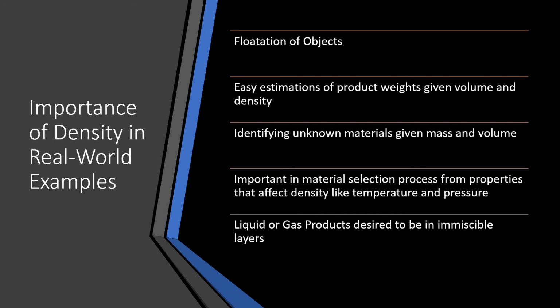Additionally, as I touched on, it's important in the material selection process for properties such as temperature and pressure mainly. If you're dealing with a product that's going to go into high temperature or pressure environments, you'd want to have it with the right density for whatever factors you want. And lastly, if you're creating a liquid or gas product that you want to be in immiscible layers stacked on top of each other, it's important to know what their densities are. A basic example of this would be water and oil. Obviously, the oil would be on the top because it's less dense than the water, which would be on the bottom.